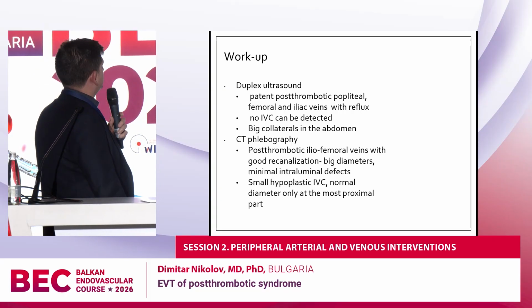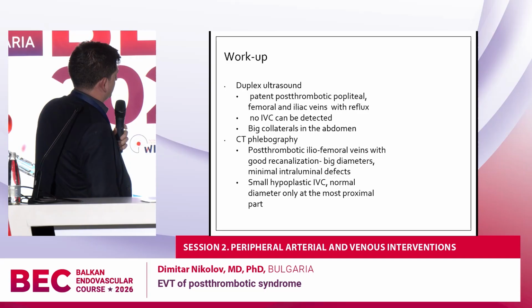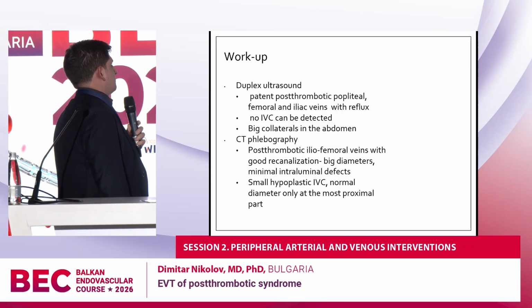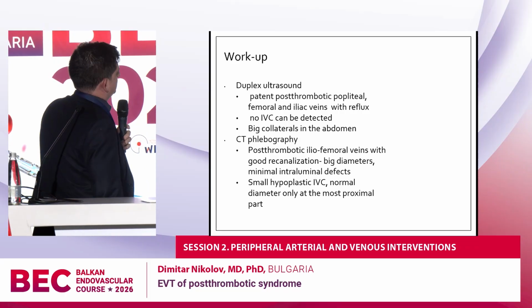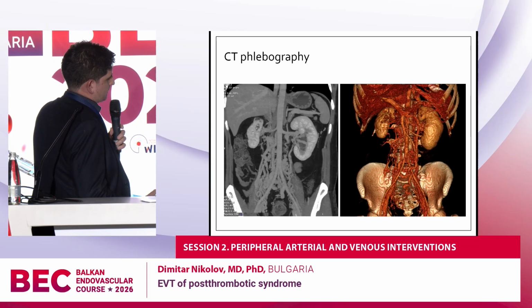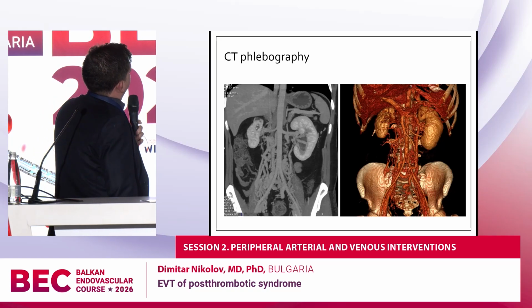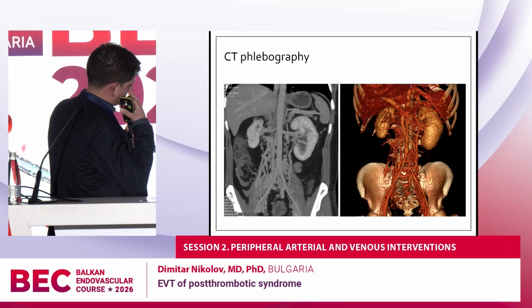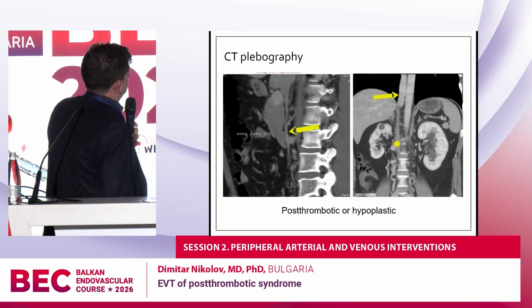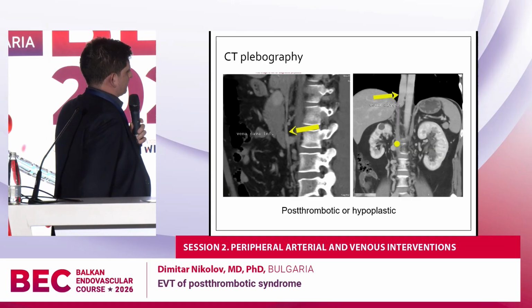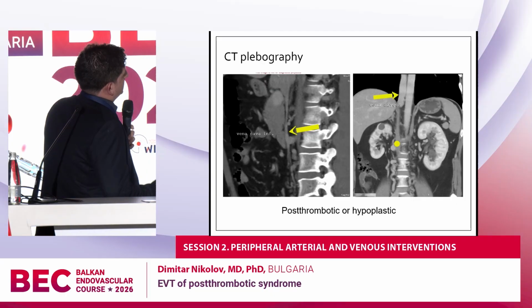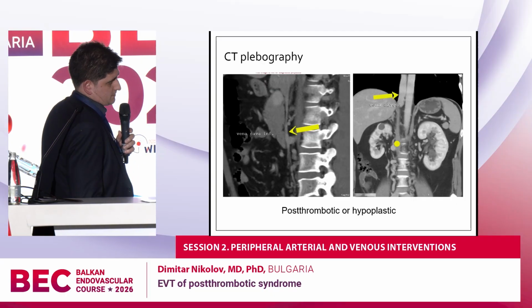The CT phlebography showed us post-thrombotic iliofemoral veins with good recanalization, big diameters with minimal intraluminal defects, and a small hypoplastic IVC, with normal diameter only at the most proximal part. This is a 3D reconstruction of the CT phlebography. You can see how many collaterals it has. And this is the vena cava, which is either post-thrombotic or hypoplastic. And you can see the vena azygos, which is really big.